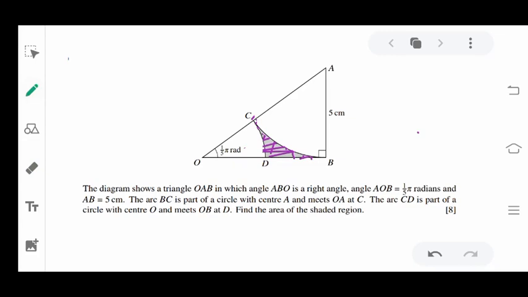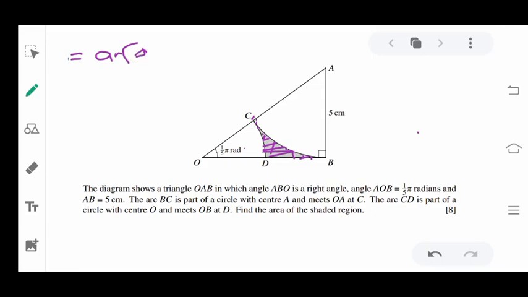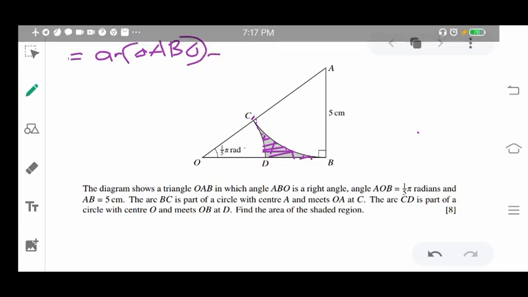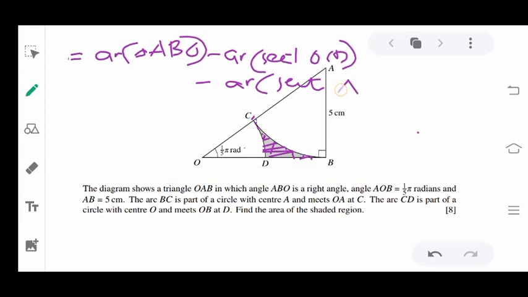Is it? So area of shaded region is area of triangle ABO minus, delete from triangle ABO, what we have to delete? Area of sector OCD and area of sector ABC. This is a plan we are doing. Okay, this is a plan, just a 1 minute plan we are doing.